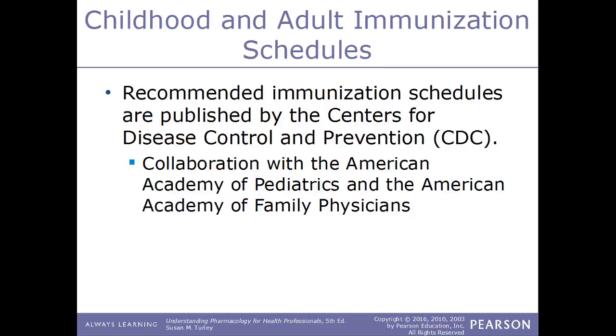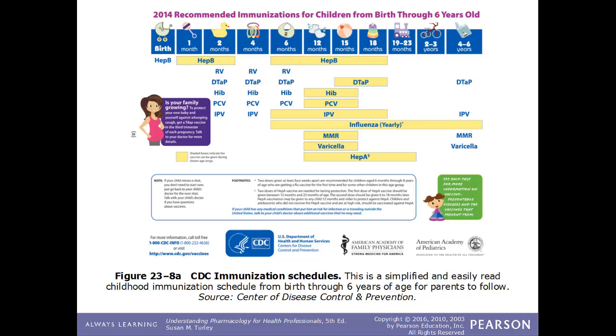Now we'll talk about childhood and adult immunization schedules. The recommended immunization schedules are published by the CDC, Centers for Disease Control and Prevention, in collaboration with the American Academy of Pediatrics and the American Academy of Family Physicians. This image is probably the simplest form you're going to see of an immunization schedule published by the CDC, and this is for children between newborn and 6 years old. You can see the timeline up here on top, all the way up to the 4 to 6 year old range. And then the abbreviation for each vaccine is listed here at the appropriate time where it should be given.